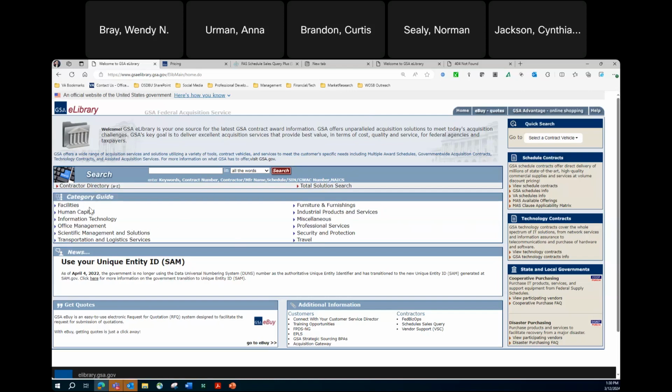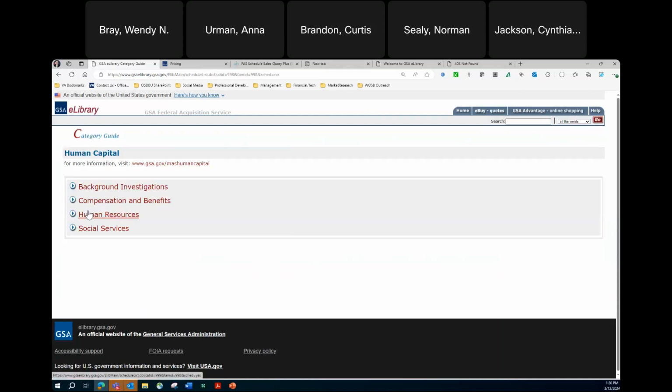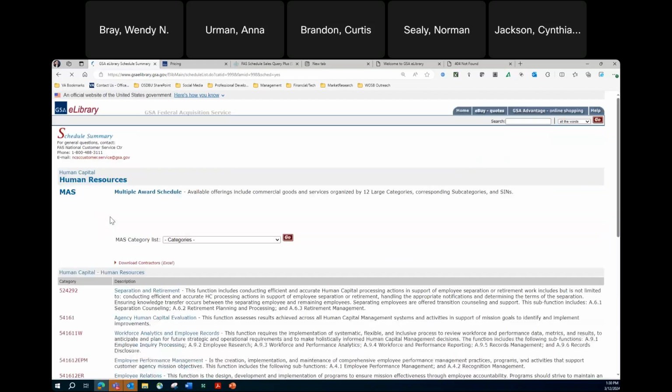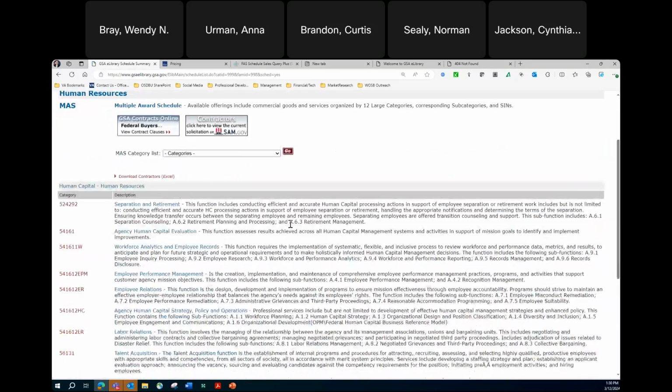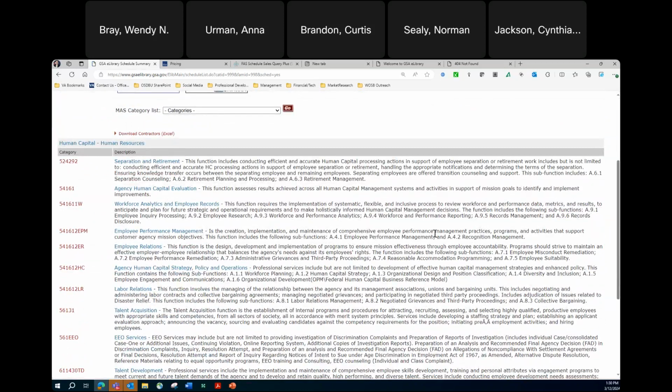So we could look, for example, for human capital and get a little bit more drill down, human services or human resources. Then what you will see here is how the display typically works with the GSA eLibrary. The category is also the SIN number, single item number, or the subcategory. They are not consistent terms used for the same thing, so I'm including all of them so that you know what you're looking for.